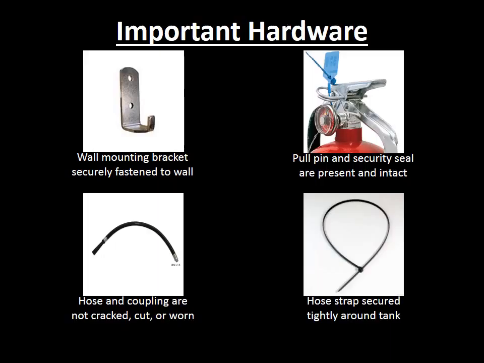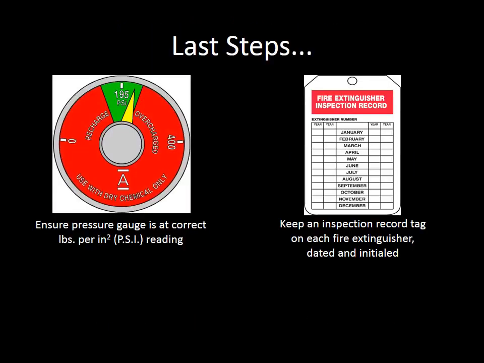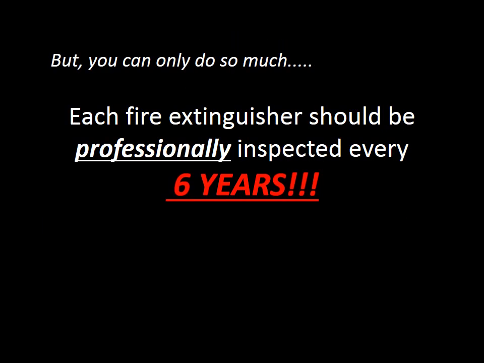Important hardware each extinguisher should have: wall mounting bracket, hose and coupling, pull pin and security seal, and hose strap. The last steps for inspecting a fire extinguisher are to ensure that the pressure gauge is at a correct pounds per square inch, as well as keep an inspection record tag on each fire extinguisher that is dated and initialed. But you can only do so much. Each fire extinguisher should be professionally inspected every 6 years.